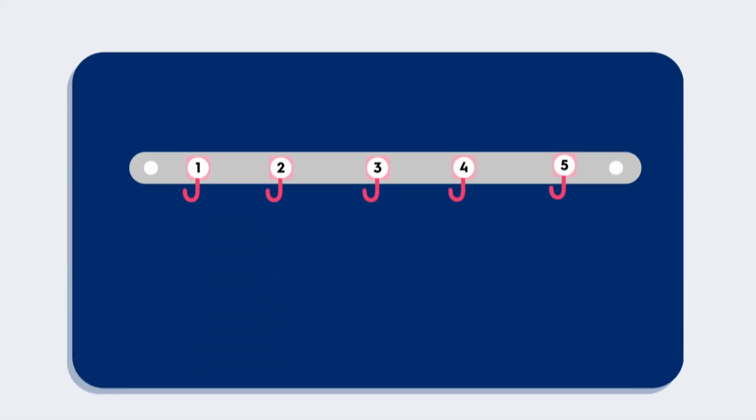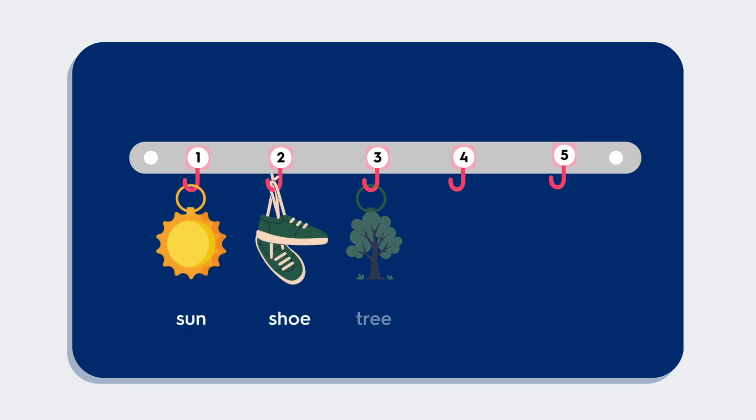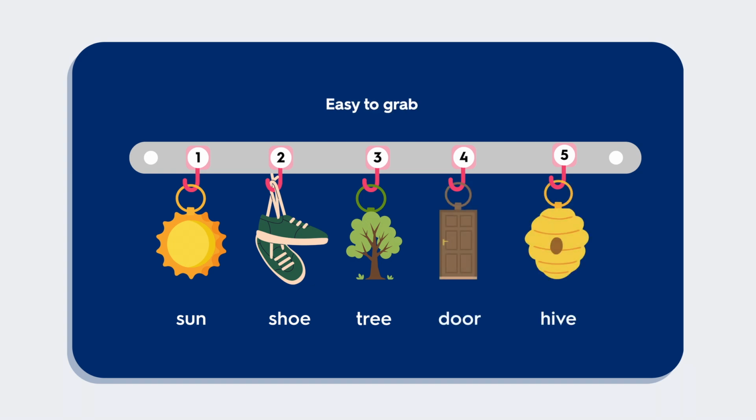A PEG is a fixed memory cue. It might be a rhyme, like 1 sun, 2 shoe, and 3 tree. Once those pegs feel automatic, each number gives you a picture before you even think about it.